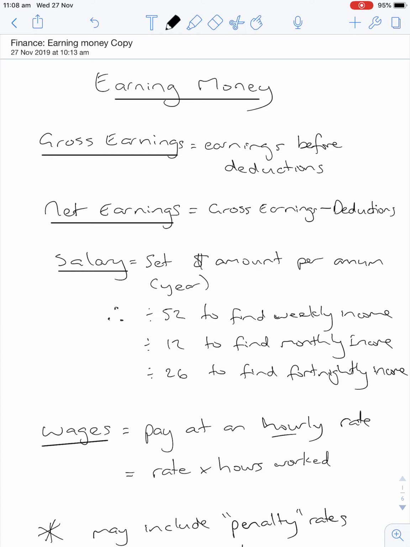Net earnings is the one where we've already removed those things. So net earnings is basically your gross earnings take away any of those deductions. So it's how much money you're actually taking home from your pay.